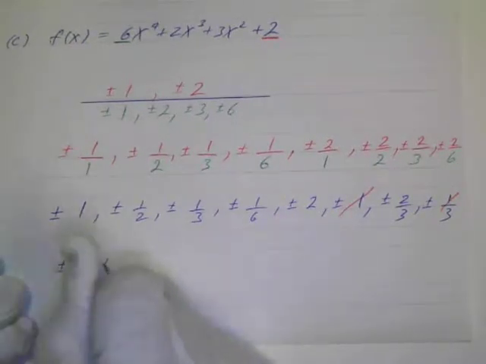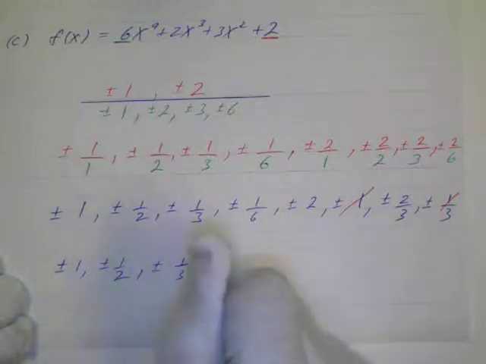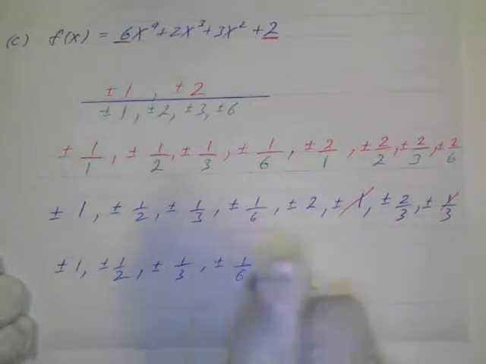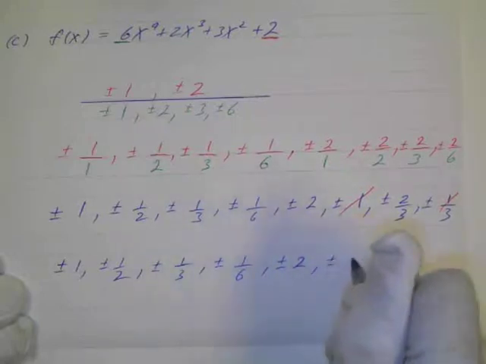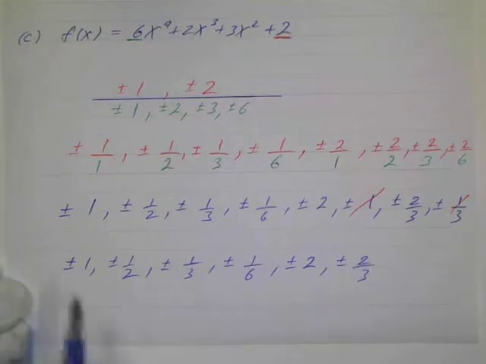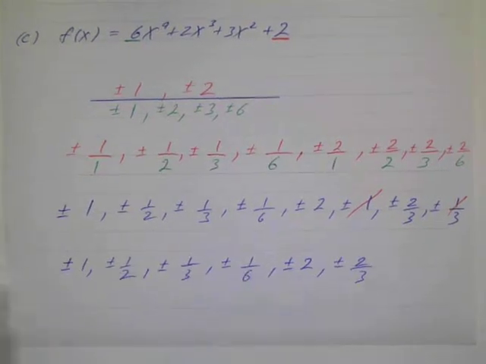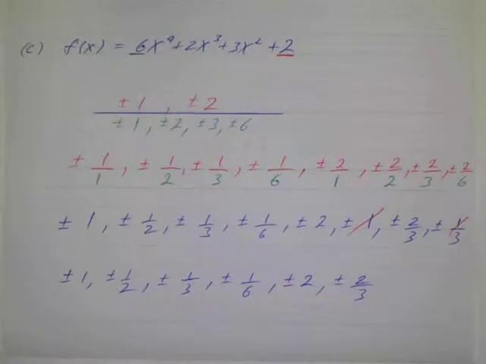Plus or minus 1, plus or minus 1/2, plus or minus 1/3, plus or minus 1/6, plus or minus 2, and plus or minus 2/3. So those are your possible rational roots. That's 2, 4, 6, 8, 10, 12 possibilities. Okay, so those are a couple examples, and I think that should make sense. It's not too difficult, just a listing process. Take enough room so you don't get fouled up, and you'll be in good shape.